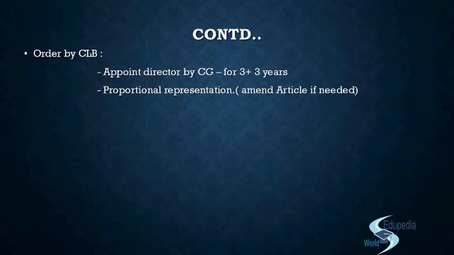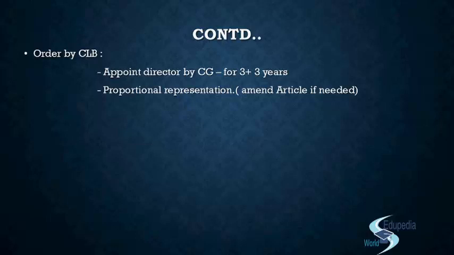But we know that proportional representation can be made only if it is provided in the articles of the company. If it is provided in the articles, it is very easy to do. If it is not provided, we will first have to pass a resolution to amend the articles. Once the articles are amended, they could step forward with proportional representation. But proportional representation needs a significant amount of time to be conducted. So in the meantime, they could order the central government to appoint some additional directors who would take care of the office until the directors chosen by proportional representation are appointed and take over their position in the board. Until that is done, CG would appoint some additional directors to discharge their duties.